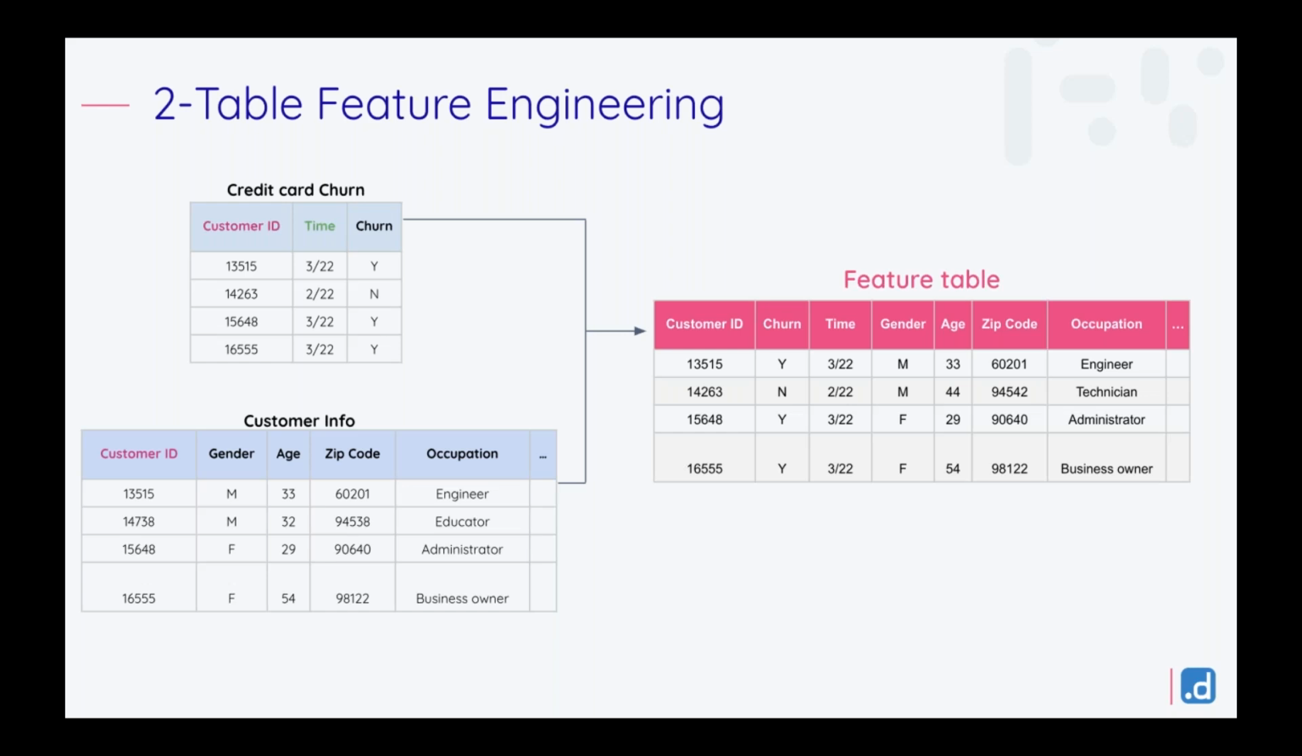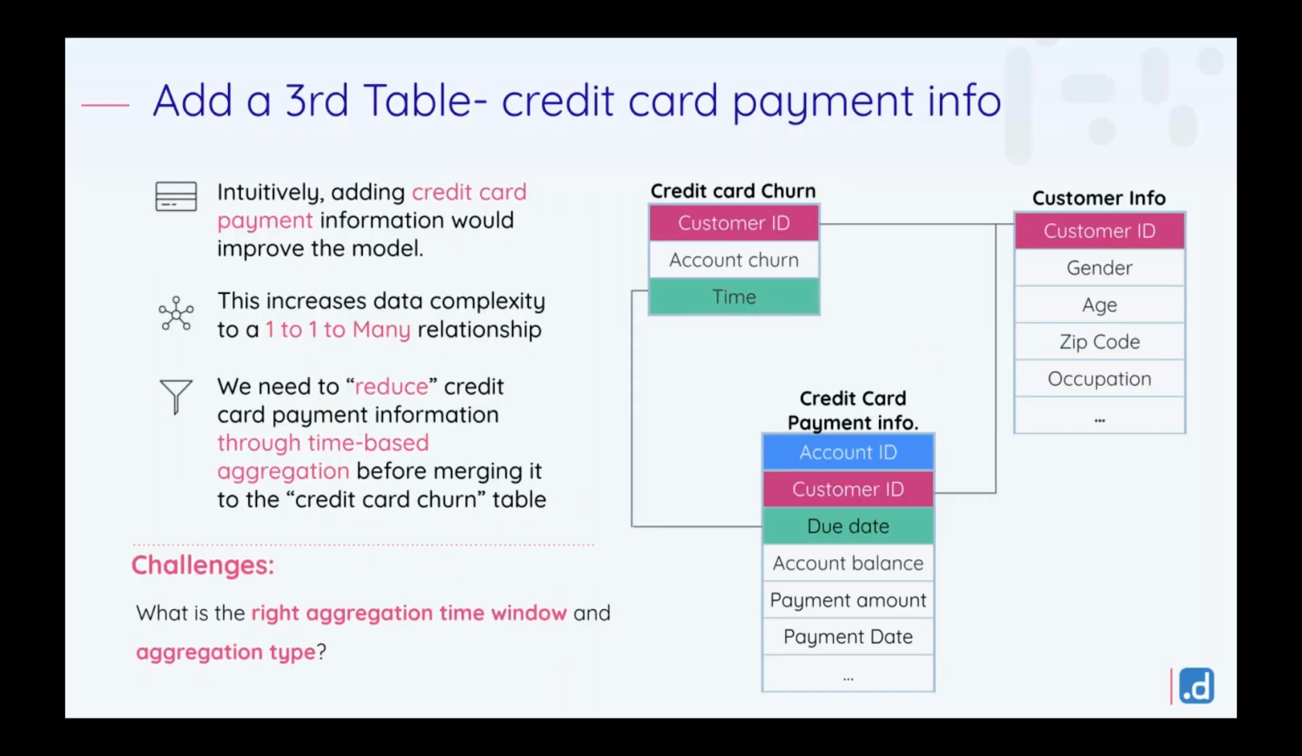Essentially, we are being provided with 10 tables. We are only using 2 tables of information. Obviously, we should do better. Now we should add the next table. We are interested in predicting customers' credit card churn behavior.